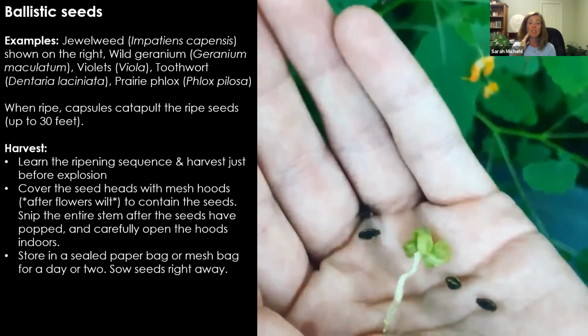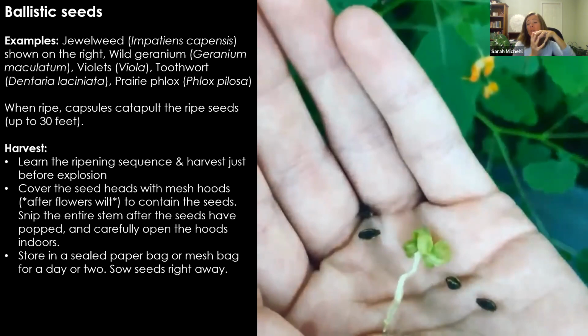So you either learn the ripening sequence. So you think, all right, the flowers have faded, and in about 3 weeks I'm going to start paying attention because those pods are probably going to be ready to bust open soon. And so sometimes people will harvest them right before the explosion is going to happen, maybe 3 weeks after the flower fades. And then they keep them in a mesh bag so that when they do ripen and explode, they're inside a bag. Okay.